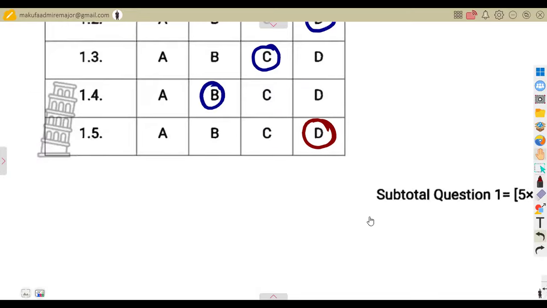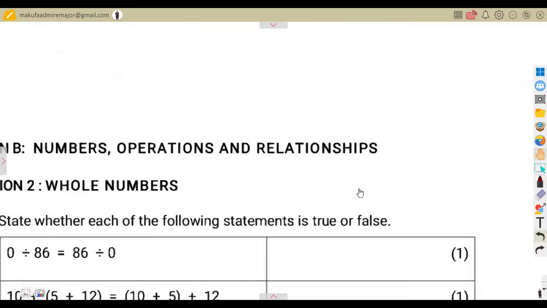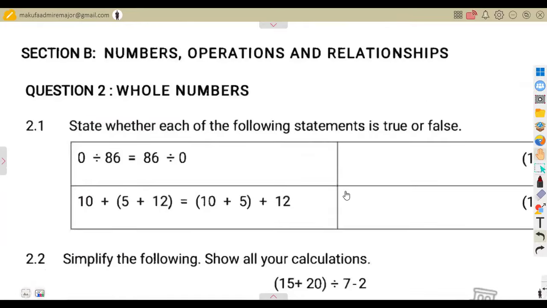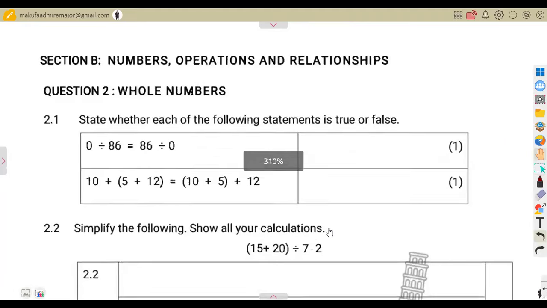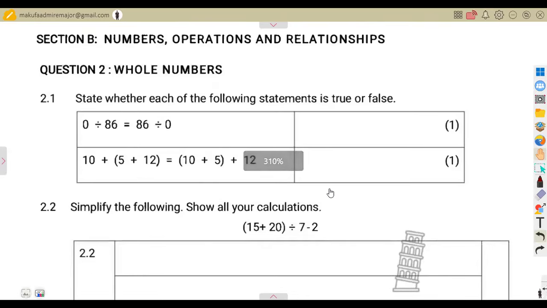So please be careful on that part, all right? How you answer these questions. So that was your section A, which was the first part of your question number 1. Then section B, we move on to the numbers, operations, and relationships. All right. Question 2, it was on whole numbers.